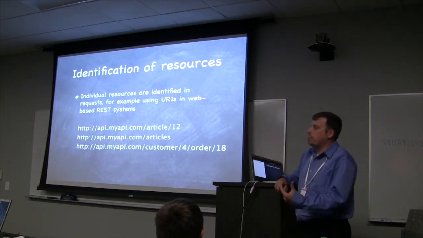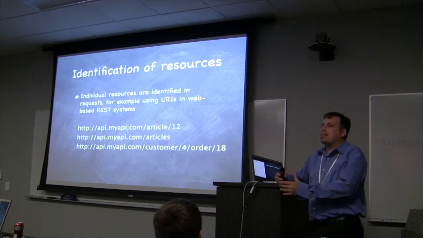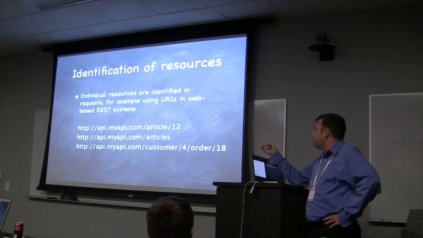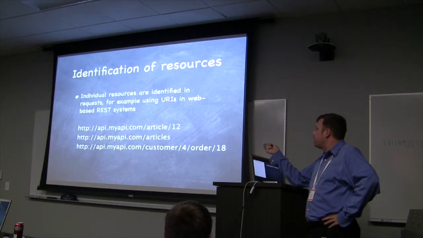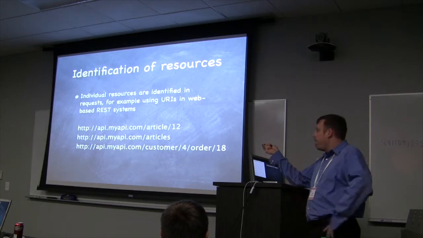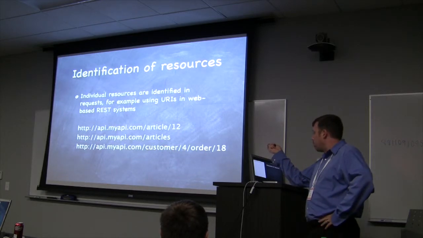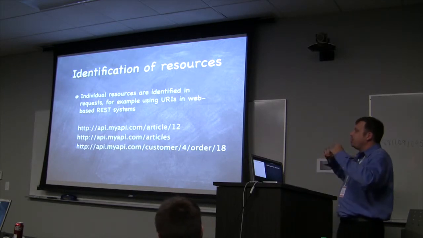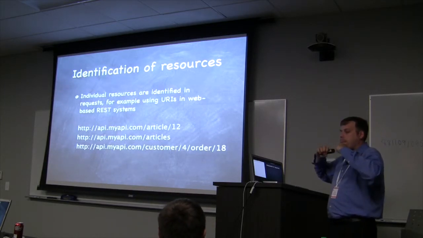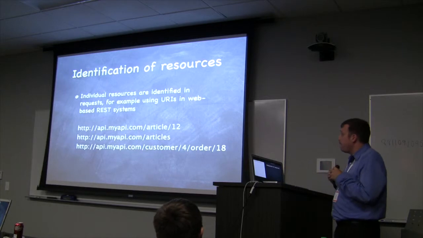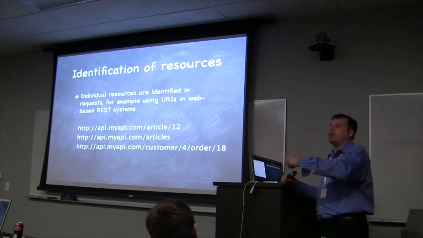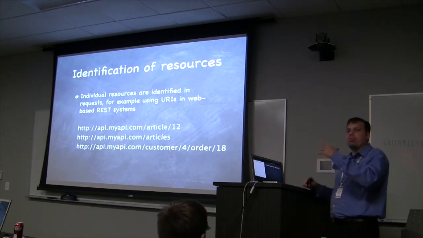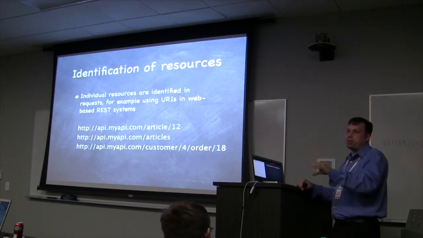And this is just a little bit more, I wouldn't say advanced, but it lets you know that you can have levels of resources. So this tells me that I'm looking at a customer resource that I can identify with the ID of 4, and I'm looking at their number, order 18. Because of the way I've decided to expose my resources via my API, order resources are going to be children of customer resources.